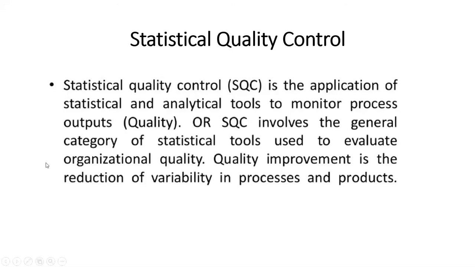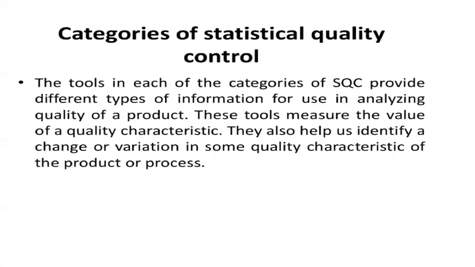Here you are trying to improve the quality by reducing the variables in the process and products. Now, what are the characteristics of quality control categories? Sorry, not characteristics, it's categories of statistical quality control. The tools in each of the categories of SQC provide different types of information for analyzing the quality of the product. Here, it provides different types of information by which the quality of the product can be analyzed.